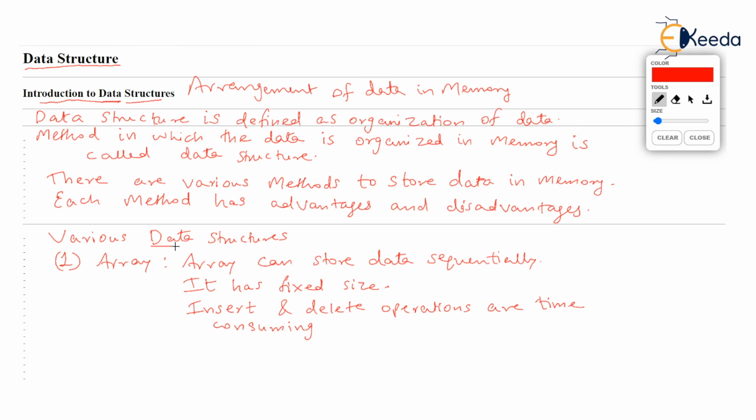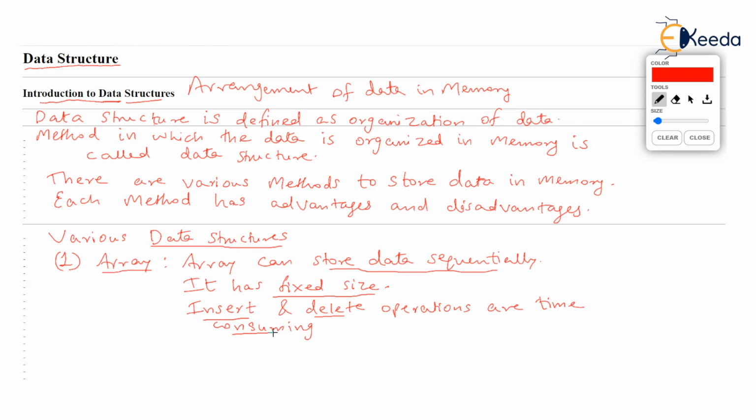Now, array is a data structure actually, because array is an arrangement of data. What does array do? Array stores data sequentially, isn't it? 0th location, first location, second location. And array always has fixed size. Whenever you start writing the program using arrays, you declare the array with some size, let's say 100, or 200, and that array will continue to have that size throughout the program. By the way, insert and delete operations on arrays are time consuming. We will learn that in the next video when we compare linked list and arrays.